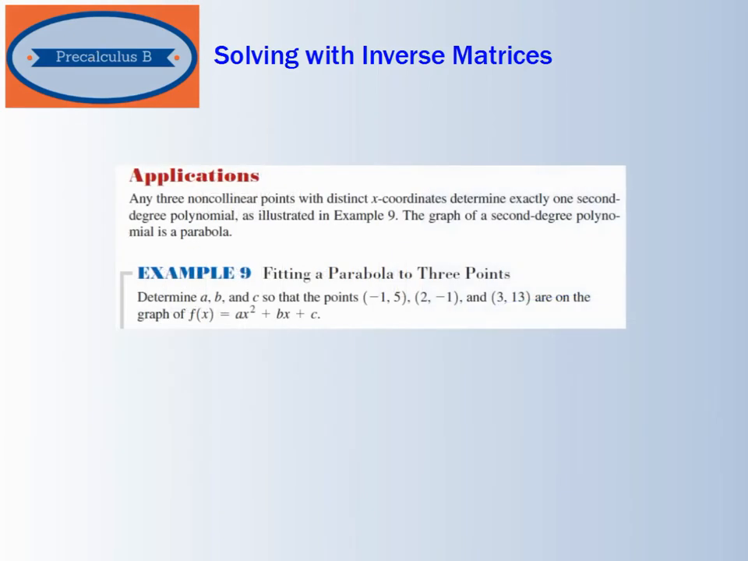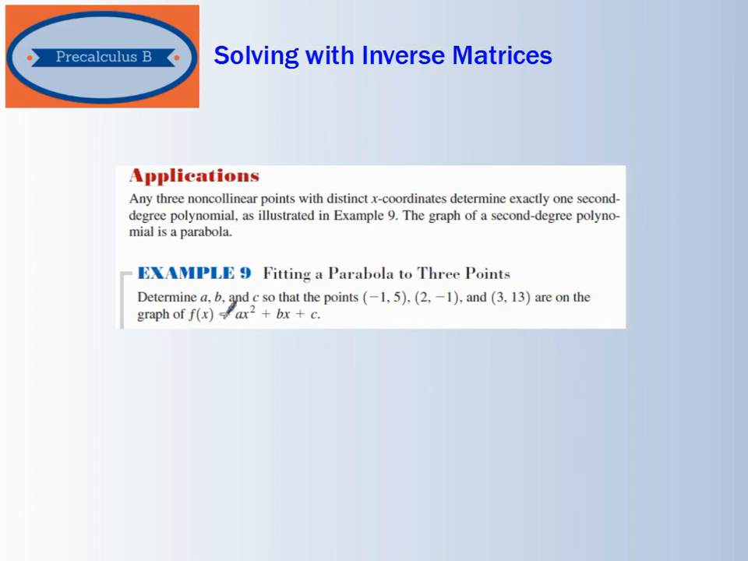So now we can look at some applications of solving with inverse matrices. Any 3 non-collinear points with distinct x coordinates determine exactly one second-degree polynomial. All right, and the graph of a second-degree polynomial is a parabola. So if we wanted to fit a parabola to 3 points, we would actually be able to use inverse matrices to help us in this. And this is something that you might be like, what? This is very different from what we've talked about so far. So let's just take a look at this example.